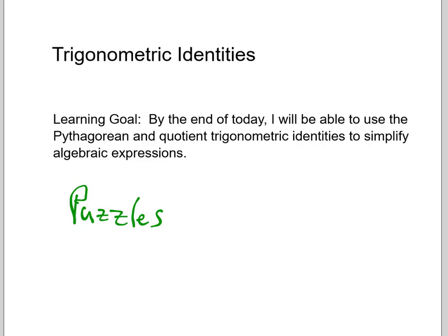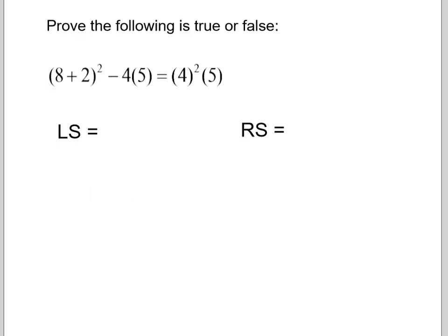So before we start though, we're going to start with something called proving. Proving is a mathematical technique where you prove that one side is equal to the other side, or you prove that two things are not equal. We do a little technique, and it's not that complicated, but LS stands for left side, and RS stands for right side.